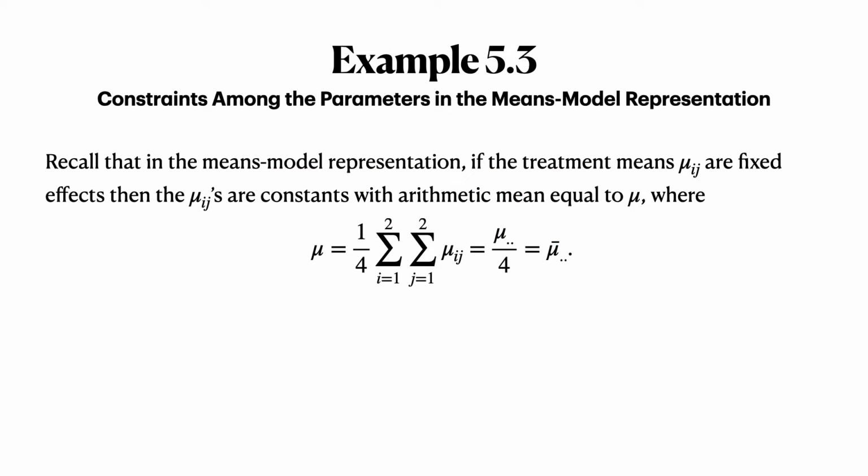Now recall that in the means model representation, if the treatment means, the μij's, are fixed effects, then the μij's are constants with arithmetic mean equal to mu, and we see the calculation that we're talking about here. And if we want to emphasize or reiterate this particular calculation in the notation for the arithmetic mean, then we can denote it by mu bar dot dot, as we have on the right-hand side.